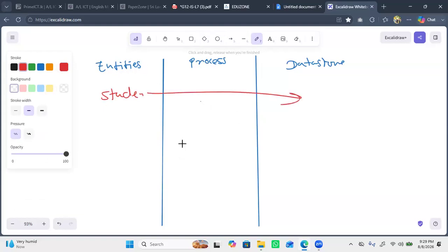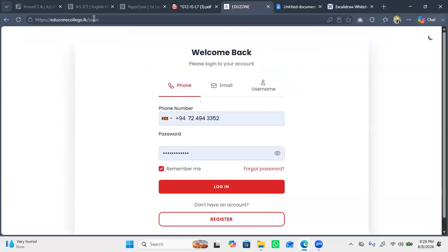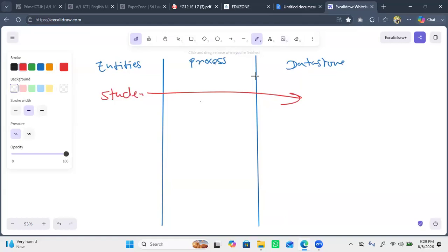Then it is not secured. My database is open for anyone. Anyone can come and read any data. Without the system process, can the student directly access? Can you access the Eduzone College database? Can't. You can only at the login process. You cannot access the database of Eduzone College directly. So this is a violation. If there's a connection between student and data store directly, that is wrong. You cannot have a direct connection between entities and data stores, right?